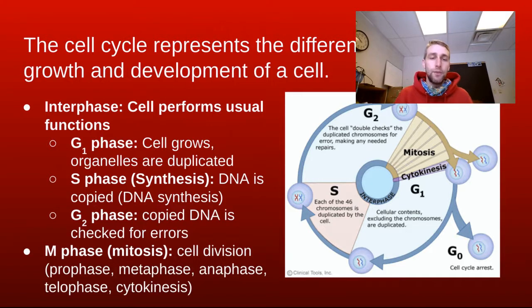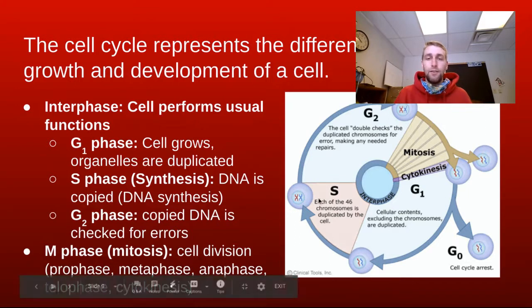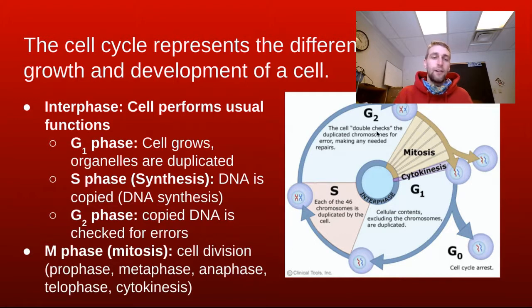Then when the cell enters S phase, S stands for synthesis. Synthesis means making something. The thing that is being synthesized is DNA. So during this phase, the DNA gets copied in preparation for cell division, which we'll get to in a minute. Then we get to G2 phase, where the copied DNA is checked for errors by different enzymes. And then finally, the cell goes into M phase, which stands for mitosis. That's what we're going to be talking about for most of the notes today.